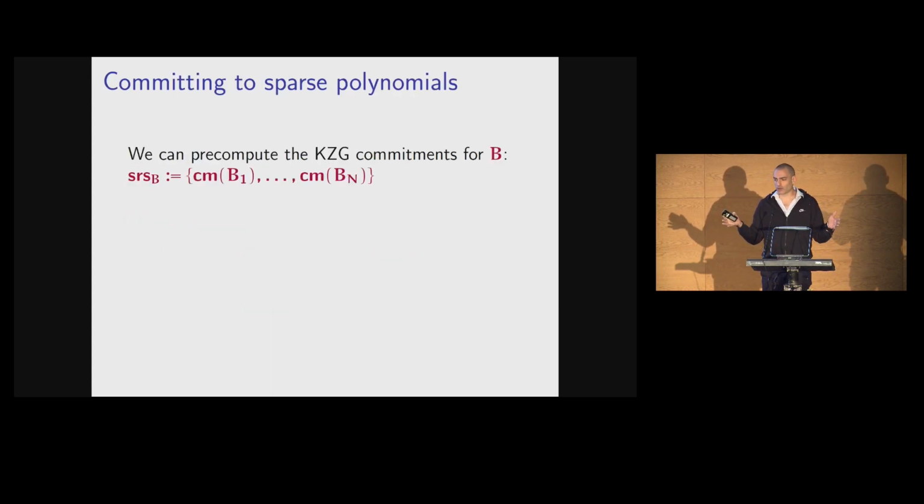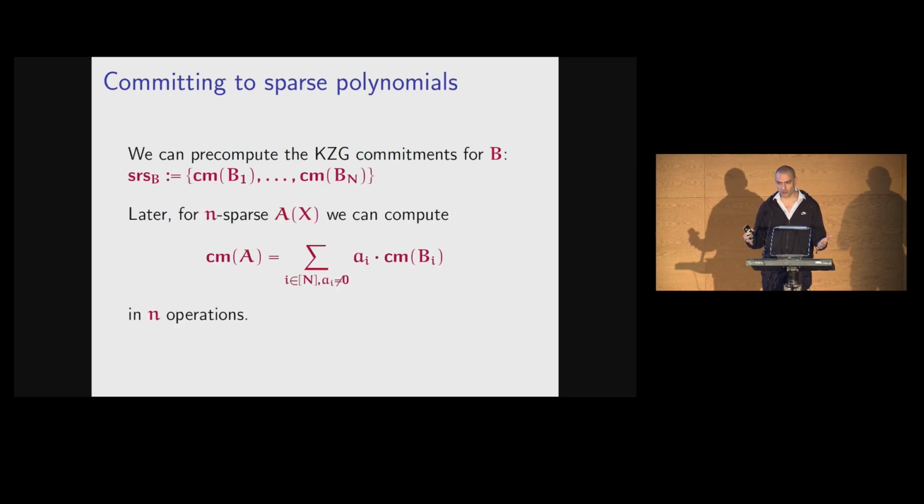So sparse polynomials interact nicely with KZG. Why? Because we can pre-compute the KZG commitments of the basis elements. And later, during a protocol, when the prover has some little n sparse polynomial A, from the linearity of KZG, they can compute the commitment to A in just little n operations, right? Because they're just going to combine the commitments of the Bi's that are used in A.